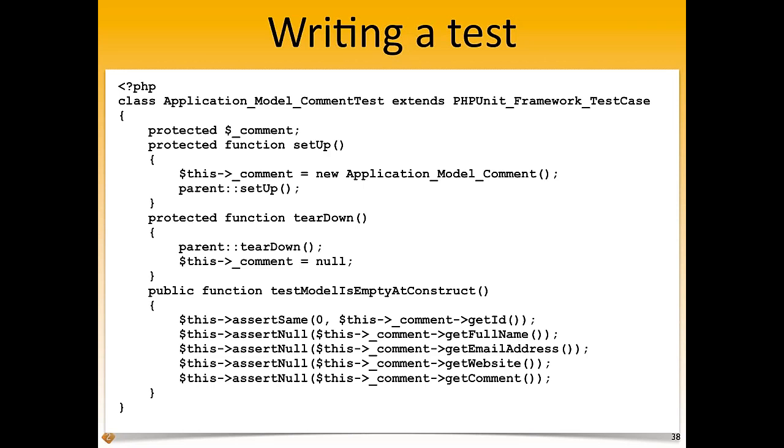So what do I do in this case? Well, I create a new comment object. I put it in a property that's available for all my tests. So I first test that my model is empty at construction. And this is just a very simple example of a unit test.